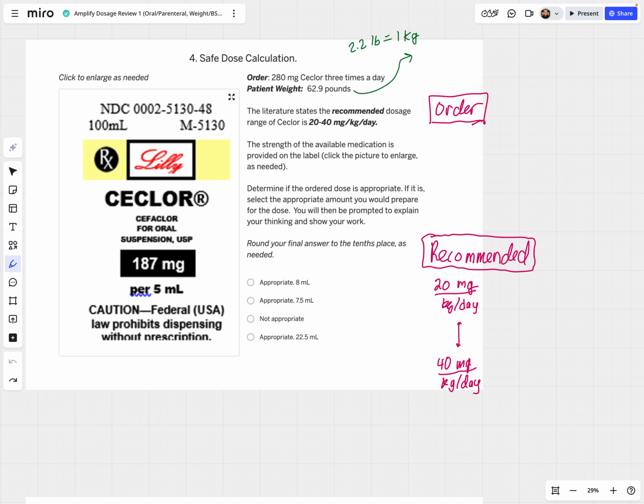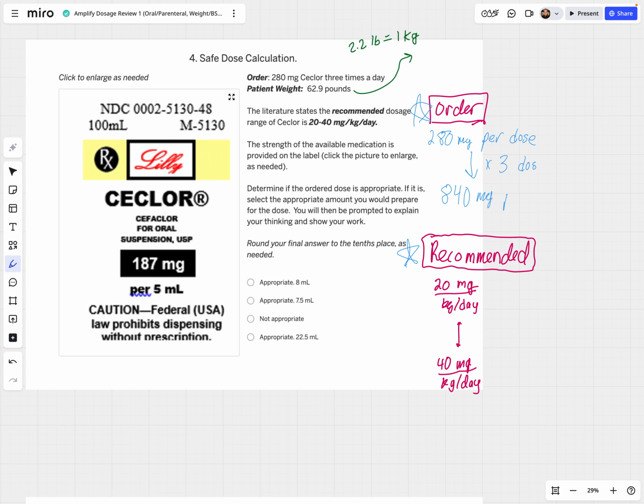The first thing I see here, and what I like to do when I approach these problems, is that I know I need to compare the order with what's recommended. So I like to separate them. For my order, I have 280 milligrams, and this is per dose. If I follow through with this order, I would be giving this 3 times a day. So if I multiply that by 3 doses, then I know I would be giving 840 milligrams per day.